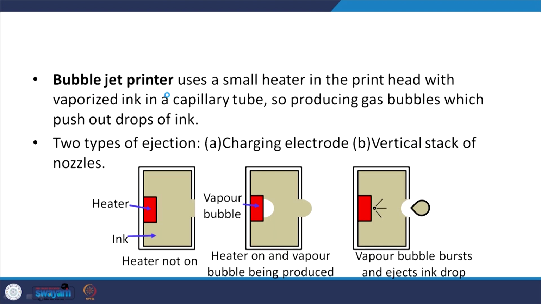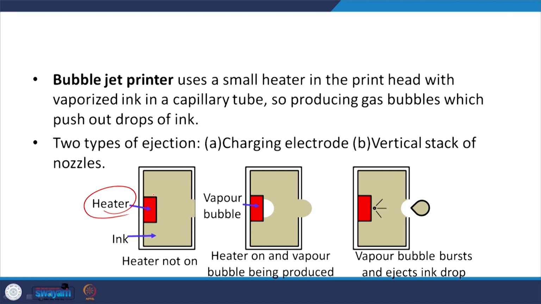In the case of the bubble jet printer, it uses a small heater, as you can see over here, in the print head with vaporized ink in a capillary tube, producing a gas bubble which pushes out a drop of ink. So, here you have a heater and ink. When the heater is not on, this is the case, and when the heater is on, the bubble is produced as over here. This bubble is pushed, and the vapor bubble bursts and ejects a drop. The two types of ejection are the charging electrode and the vertical stack of nozzles.